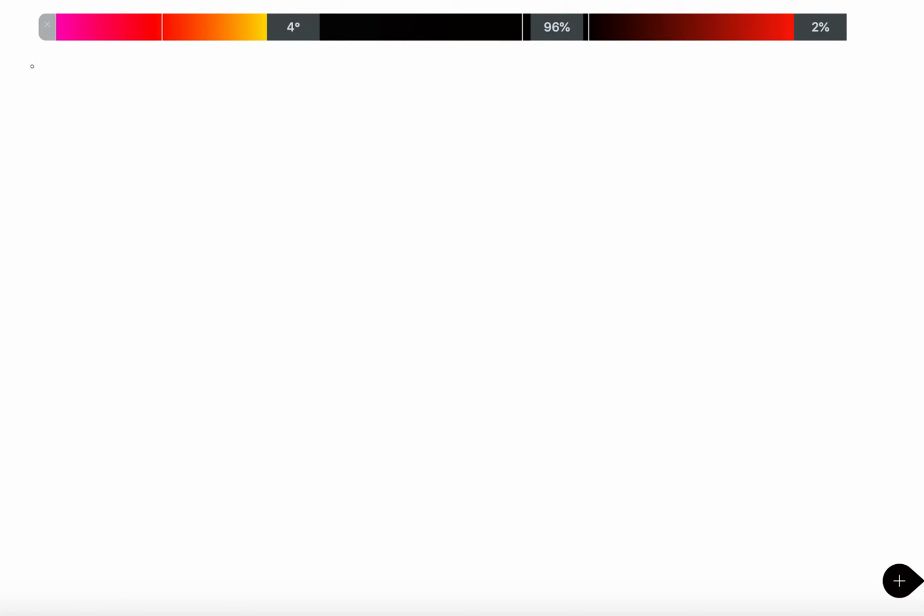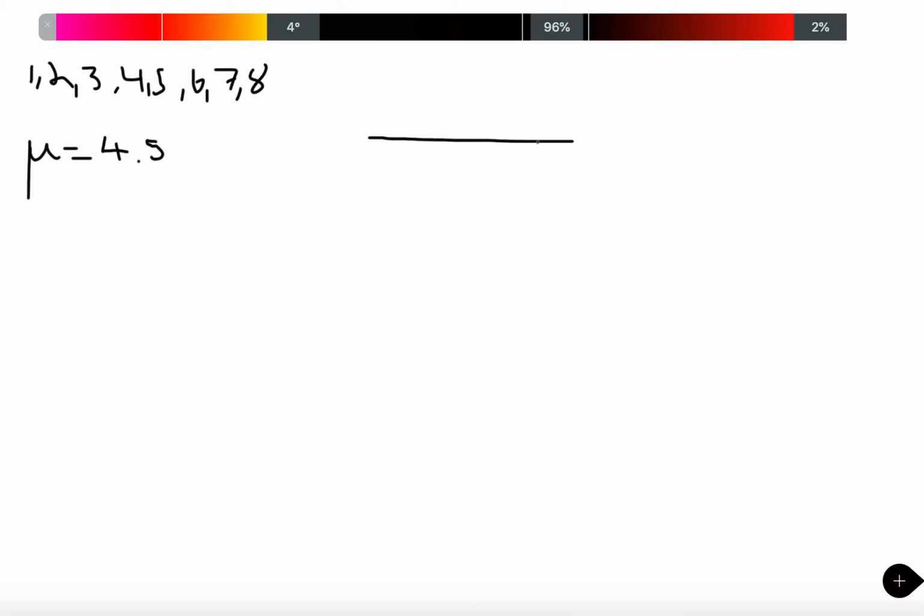Let's say I have 1, 2, 3, 4, 5, 6, 7, and 8. Now, the mean of these observations, the average, is 4.5. Now, if I draw a line, let's say that's the mean, which is 4.5, and I want to depict the deviations of each observation.